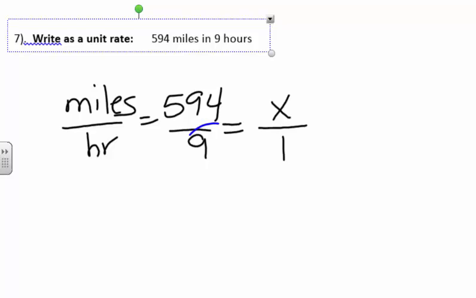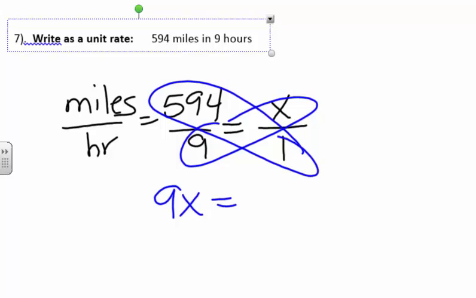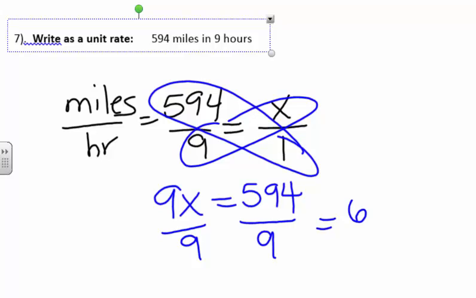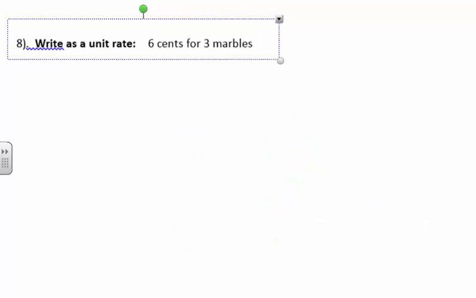So we cross multiply. 9 times x is 9x, and that should equal 594 because 594 times 1 is 594. We divide both sides by 9. Our answer should be 66 miles per hour. Very, very simple. Let's look at number 8.